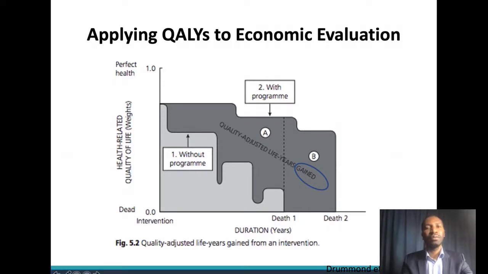On this figure, Part A represents the QALY gained due to quality improvement, meaning the quality gains during the time that the person would have otherwise been alive anyhow. Part B of the figure is the amount of QALY gain due to quantity improvements, meaning the amount of life extension, but adjusted by the quality of that life extension.